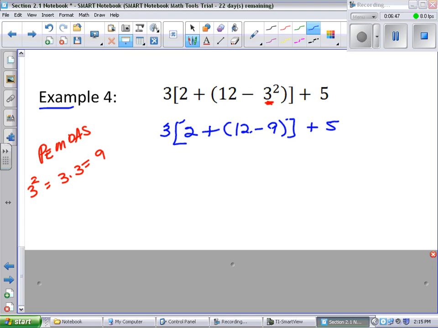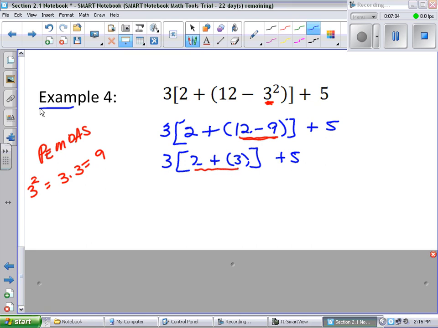And then I'm going to want to simplify what's in these parentheses. And I will have 3 times 2 plus 12 minus 9, which is 3, plus 5. And then I will want to simplify within the brackets. I will have 3 times 2 plus 3, which is 5, plus 5. And then I have to multiply before I add. 3 times 5 is 15, and 15 plus 5 is equal to 20. So 20 is the solution to example 4.